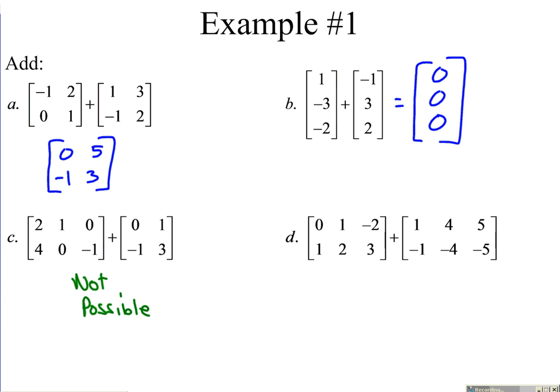Here we have a 2 by 3 plus a 2 by 3. So we can add these up. 0 plus 1 is 1. 1 plus 4 is 5. -2 plus 5 is 3. 1 plus -1 is 0. 2 plus -4 is -2. 3 plus -5 is -2. There's our final matrix.